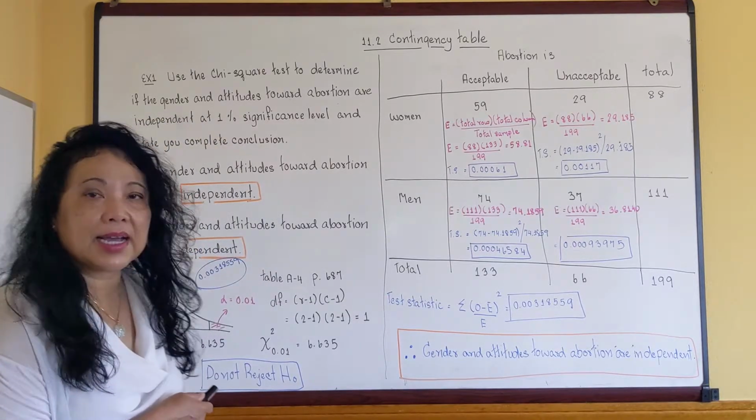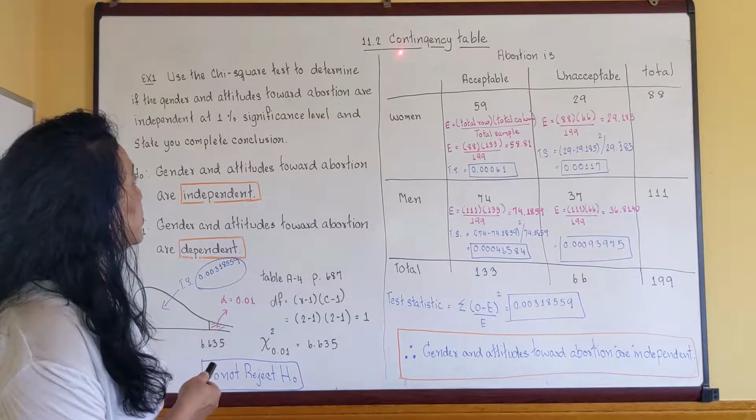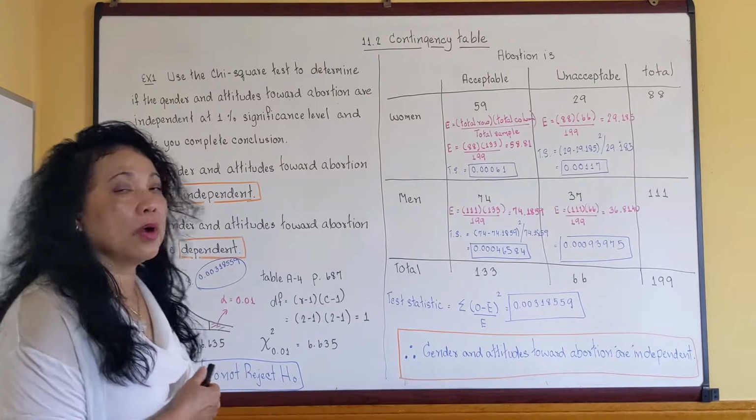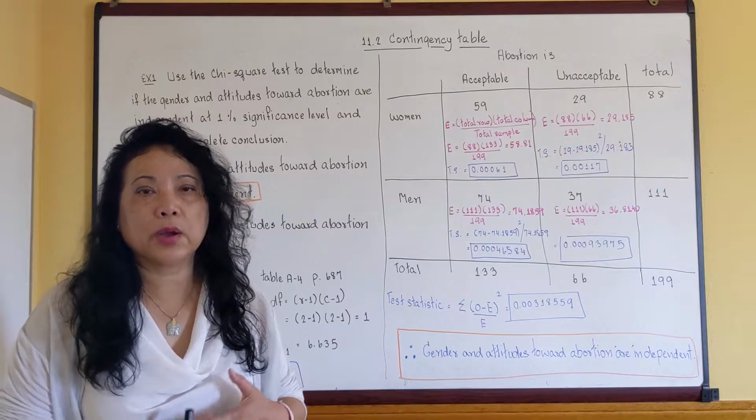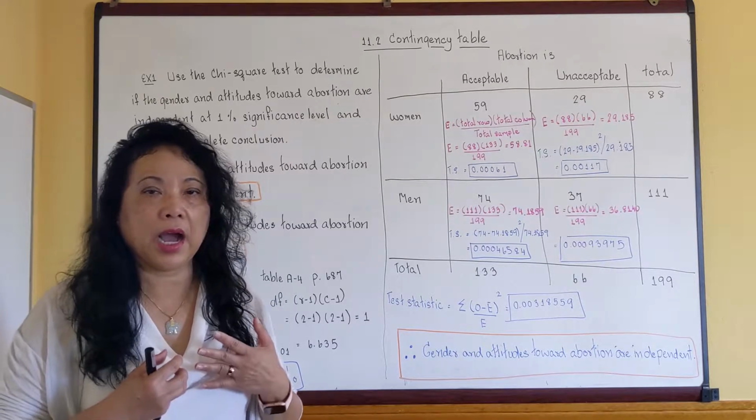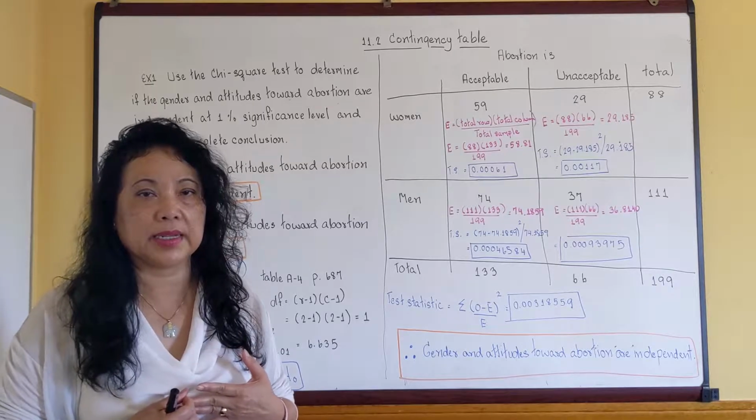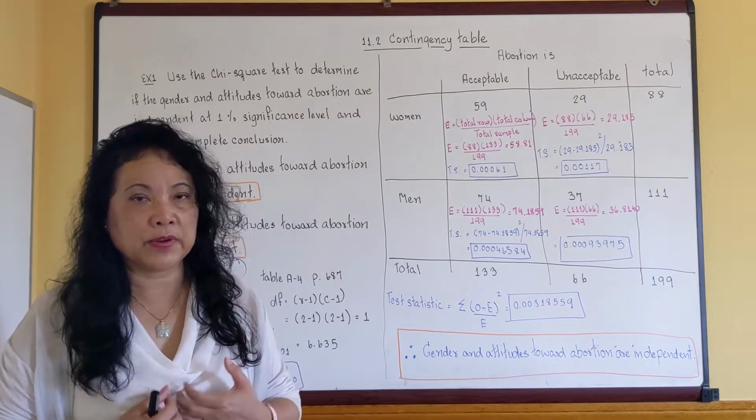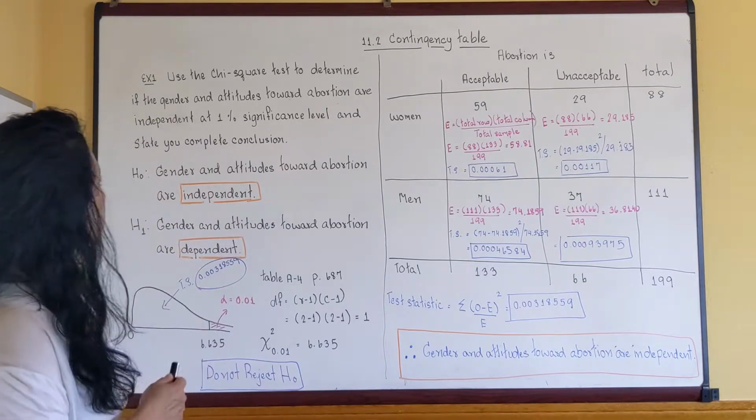So let's look at the last section, 11.2, contingency table. In this section you're going to compare two variables, and you want to say whether they are independent or dependent. It could be gender and preference. Let's look at the first example.